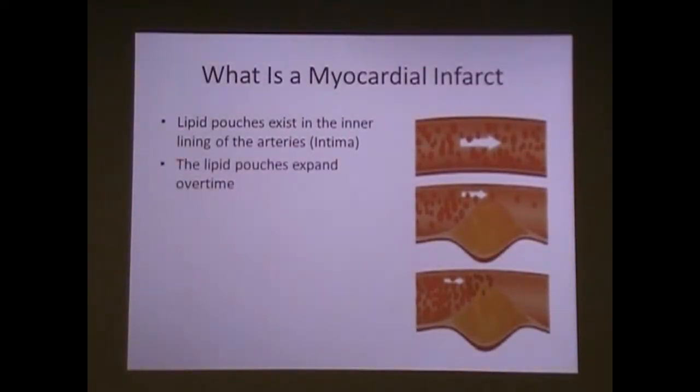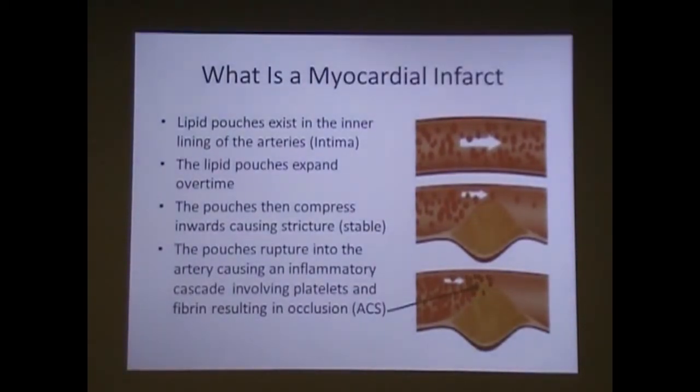But over time, those lipid pouches can expand. They initially expand outward until they hit a level where they are then forced inwards. This isn't that big of a deal. But the deal is when they rupture, you cause a cascade effect. They start compressing inward and then they can rupture, and it causes an inflammation cascade which involves the platelets, fibrin, and all those kinds of things.